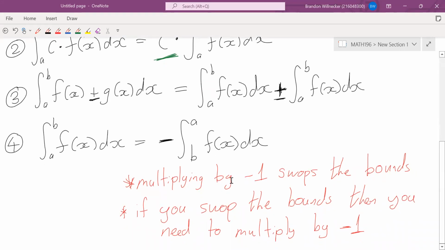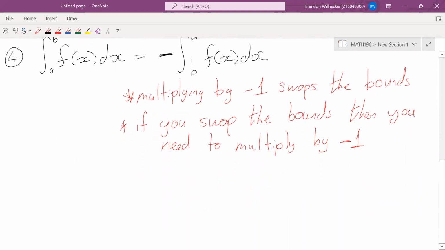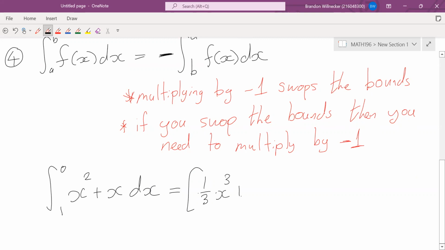Let's have a look at an example, just where you might use this property. Let's say we have the integral from 1 to 0 of x squared plus x dx. Let's just do it as is, without using property 4. We're not going to swap the bounds, we're just going to leave it like this. So this is going to be 1/3 x cubed plus 1/2 x squared from 1 to 0.